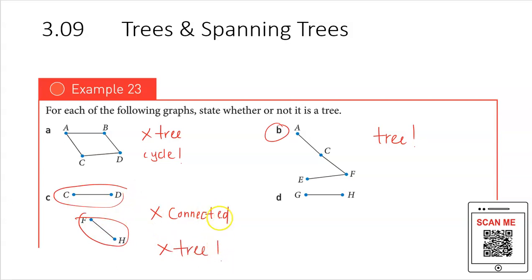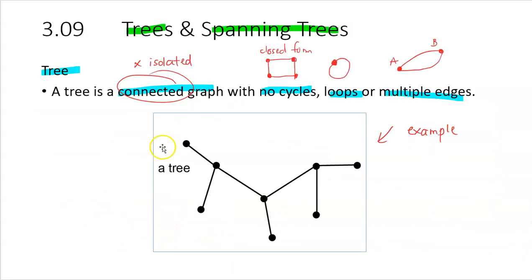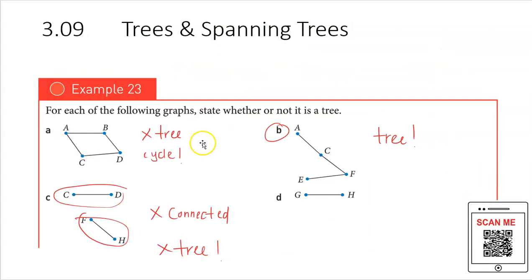So this one is not a tree. Remember, a tree is a connected graph, and this one is not a connected graph. How about D? Okay, D obviously is a tree. Let's look at the next example.